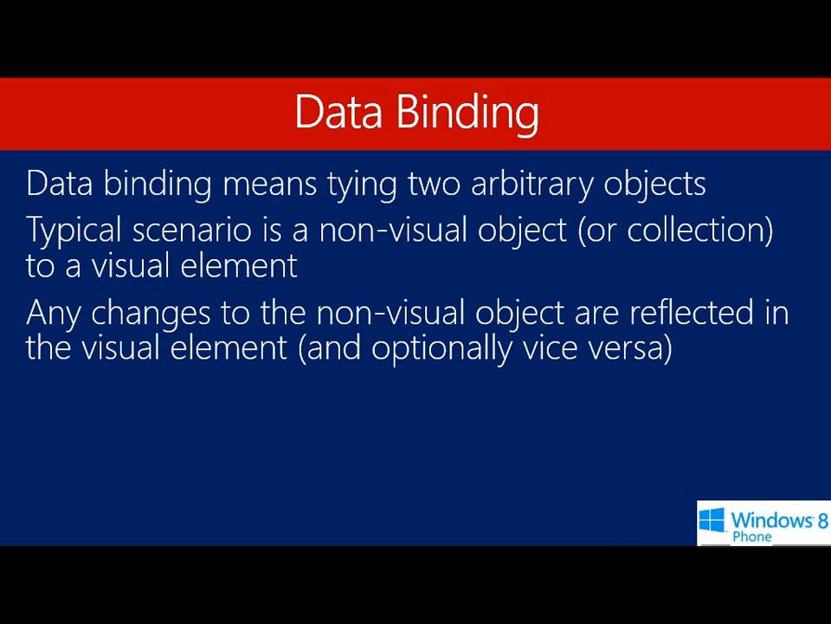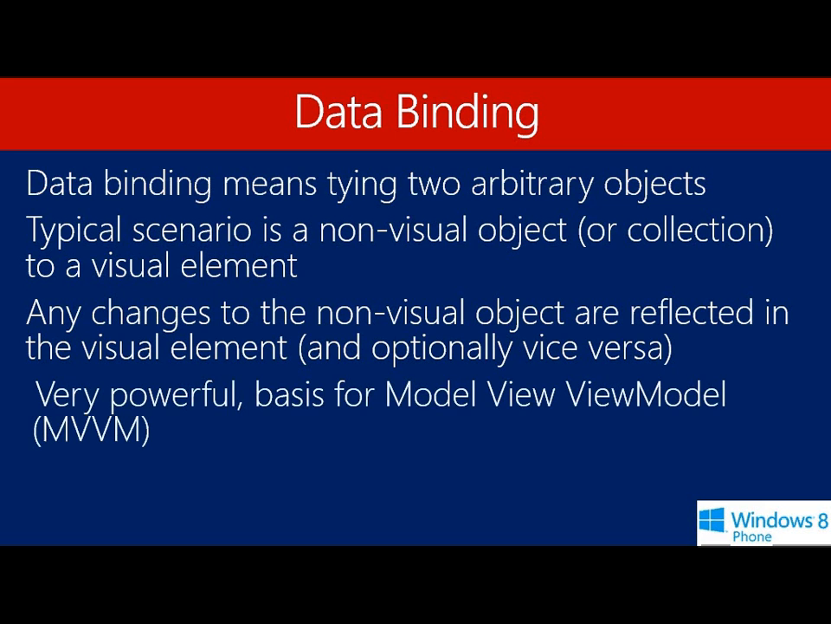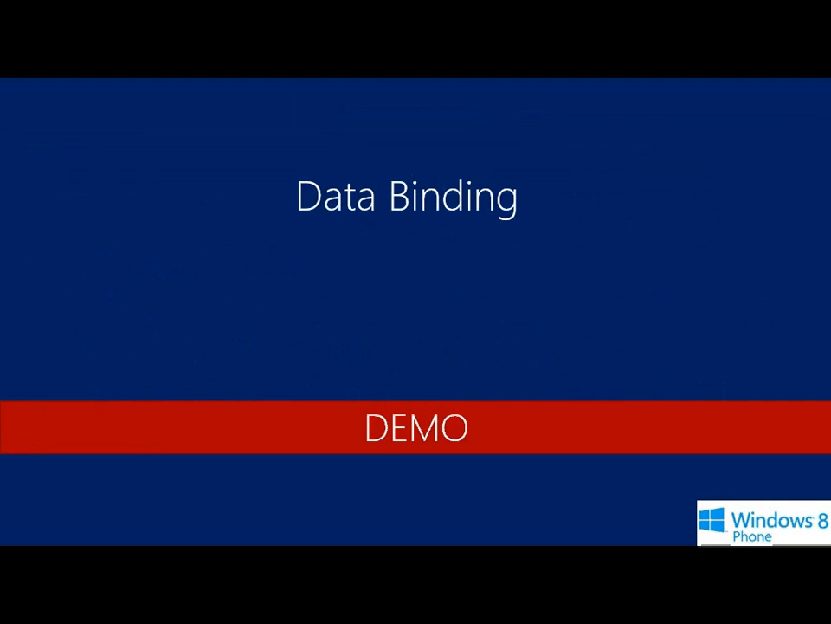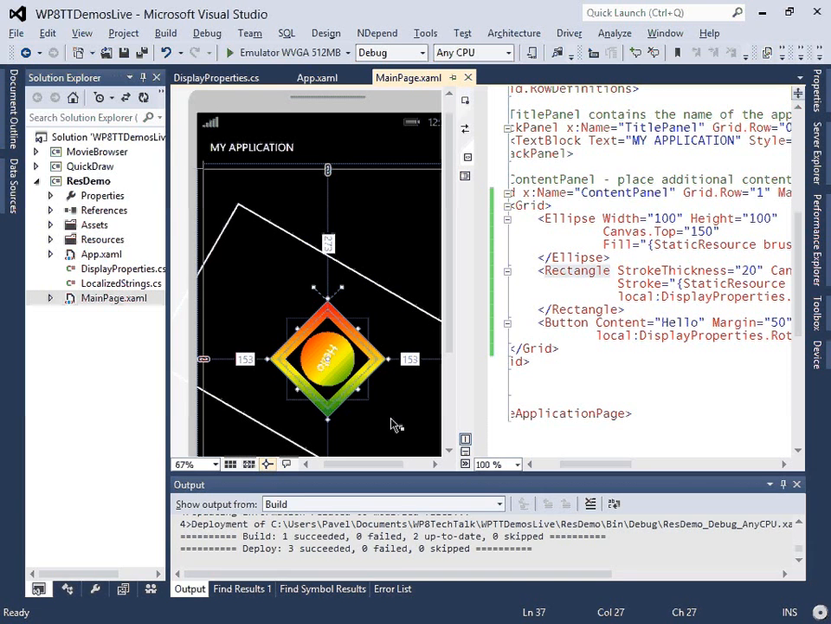So there's a two-way binding there. Now bindings in Windows Phone are one-way by default, so if we want to make them two-way, we have to actually specify that in the binding expression. And actually data binding is the basis for the powerful and very useful Model-View-ViewModel pattern, which I'll show you briefly in the following demo as well. So what I want to do now is just go through some examples.